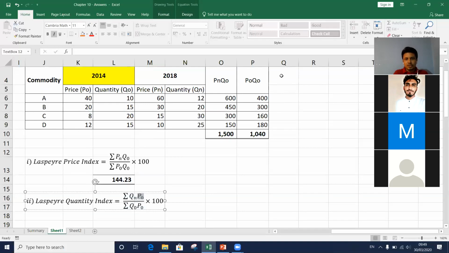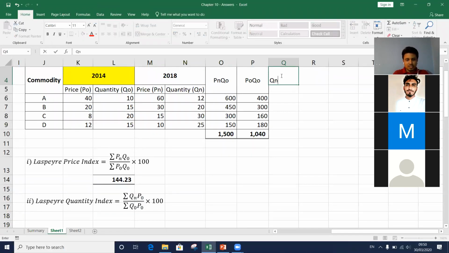Okay, we need the sum of Qn into P naught, current year quantities into base year prices. Right, current year quantities into base year prices. Qn value in terms of commodity A, what? That is why I told you it is very crucial to rename. When I say Qn value, we can immediately see which column it is. Commodity A is 2A, which needs to be multiplied by P naught, base year prices, giving 480.